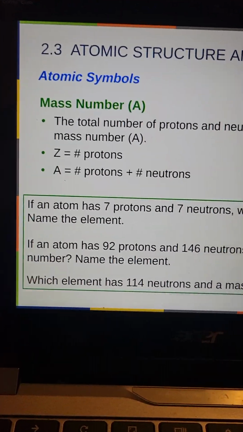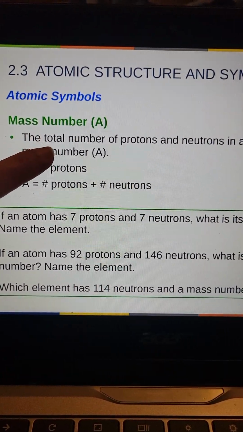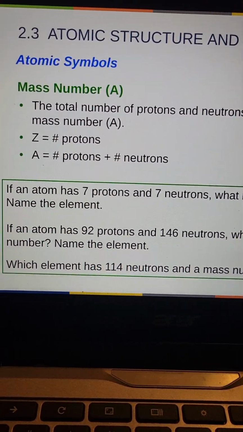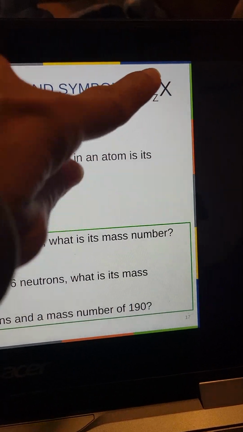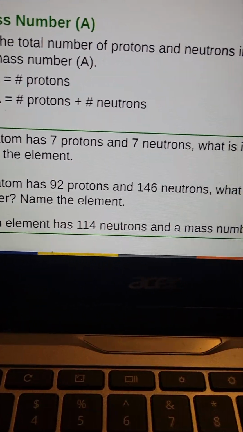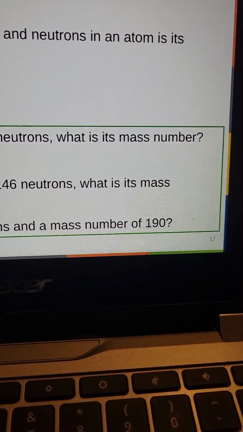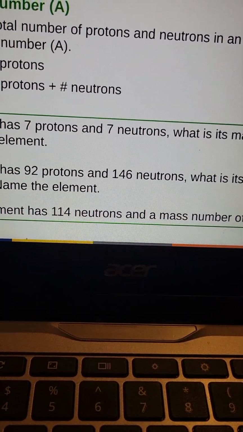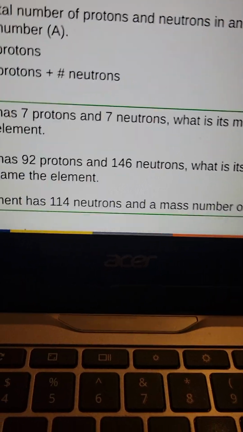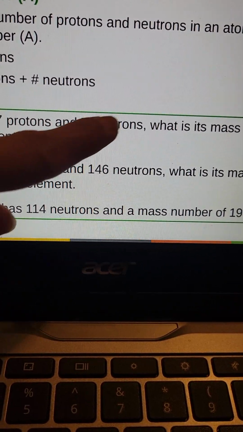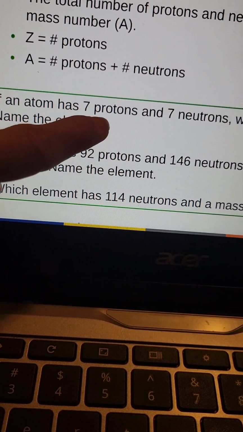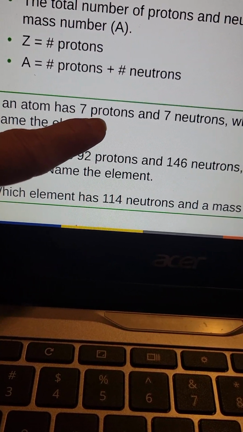All right, then we have mass number, which is the total number of protons and neutrons, so the sum of those. Protons plus neutrons is the mass number, and that's the little number up at the top. So if an atom has 7 protons and 7 neutrons, what is its mass number? Mass number is protons plus neutrons, so 7 plus 7, 14 as its mass number. And if we wanted to name the element, it would be the element that's number 7 on the table because it has 7 protons.